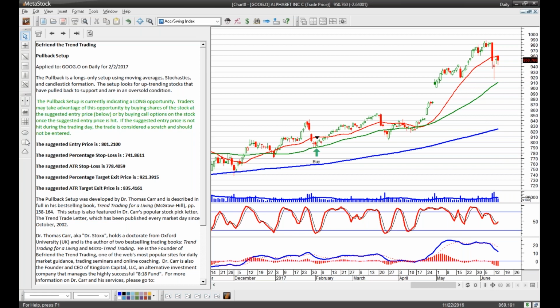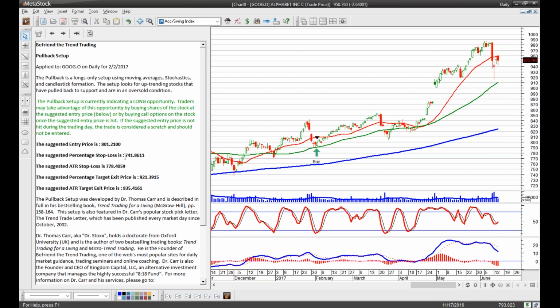Here's what Dr. Carr was talking about, just to build on that. This is a chart you might have heard of. Google had a bit of a long pullback back in February, actually, so this was a little bit of time ago. But here you're going to have the suggested entry price, your percentage stop loss, your ATR stop loss, and your target exit price.